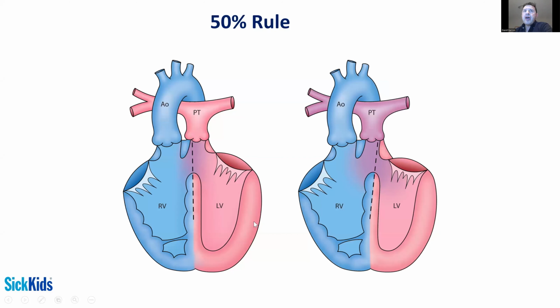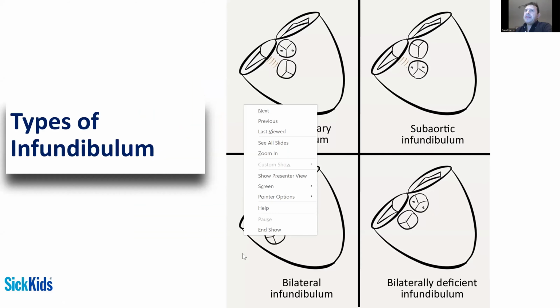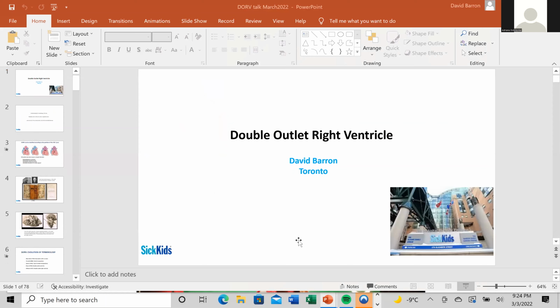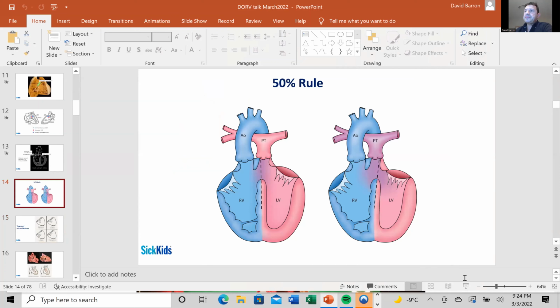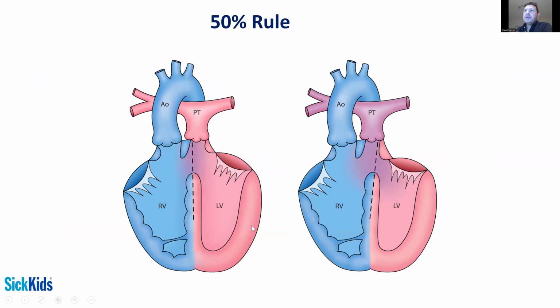And again, sorry, let me go back. The kind of 50% override rule is again slightly arbitrary. You could argue with this picture on the left that less than 50% of one of the great arteries is overriding, so it's not double outlet right ventricle. And again, there's no need to get too hung up on the terminology, as long as you really understand how you're going to affect a repair.